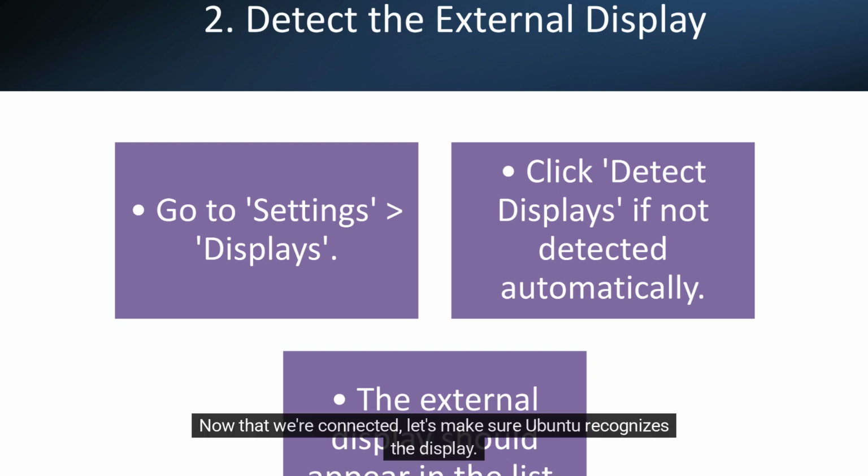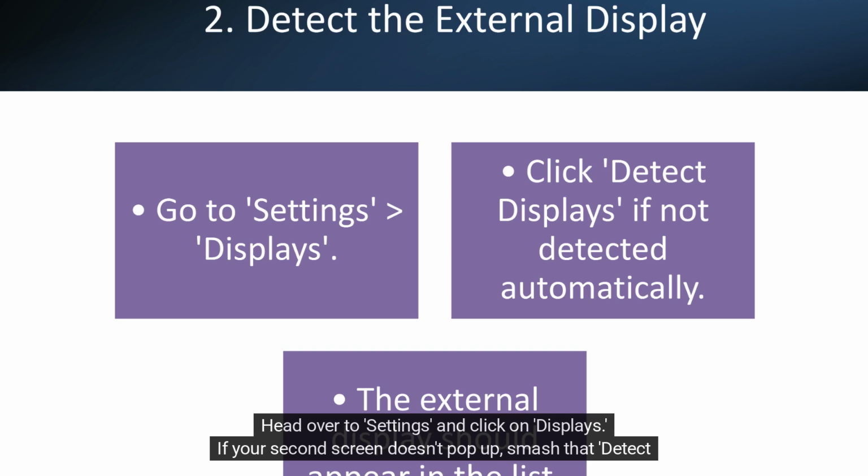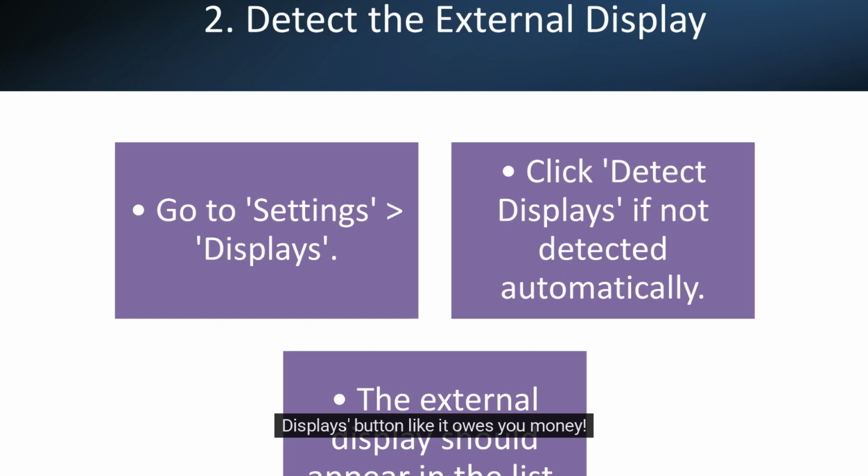Now that we're connected, let's make sure Ubuntu recognizes the display. Head over to Settings and click on Displays. If your second screen doesn't pop up, smash that Detect Displays button like it owes you money. Still nothing? Restart your machine and check your cables. It's all about patience and persistence.